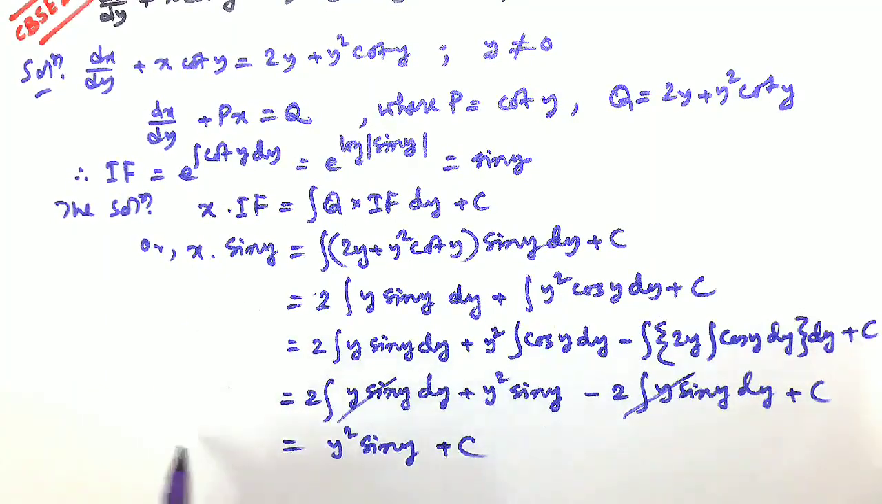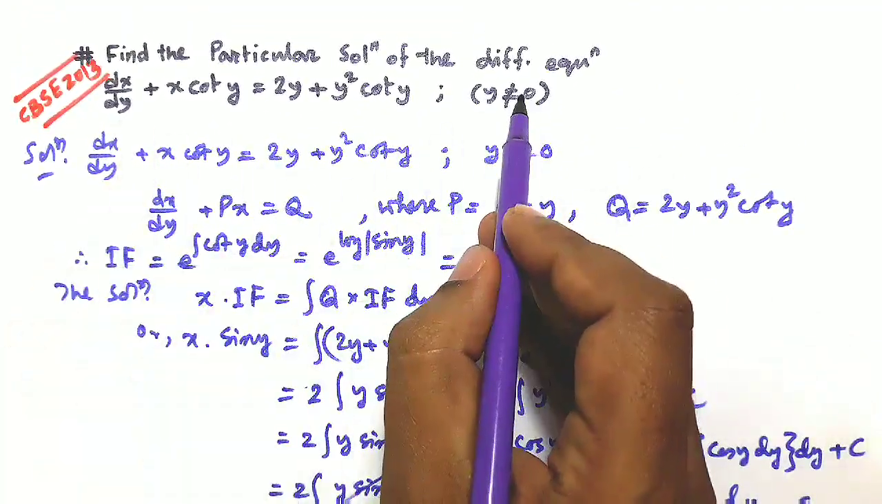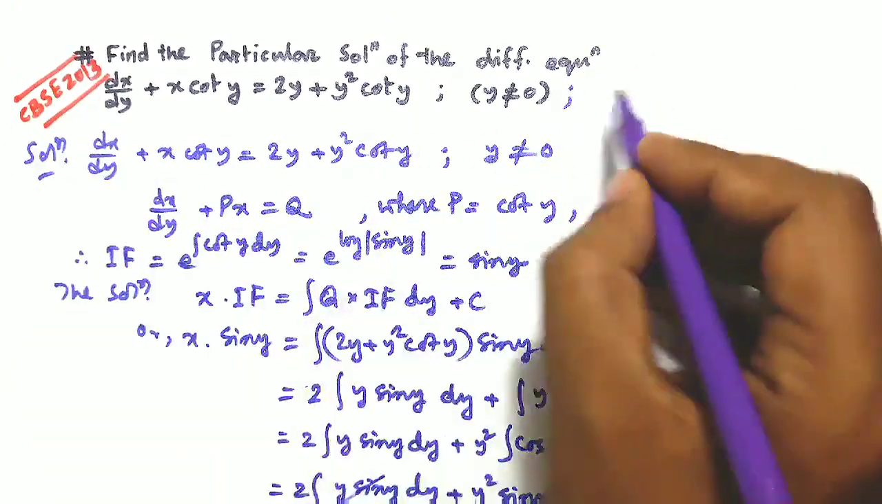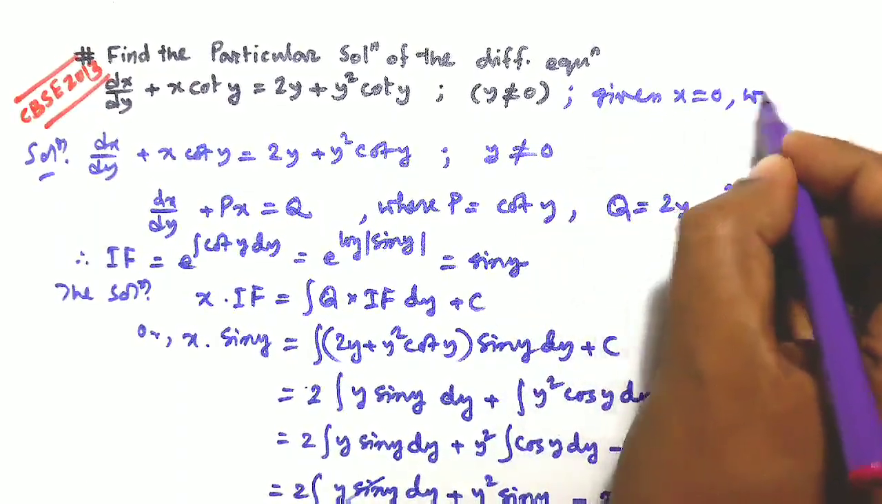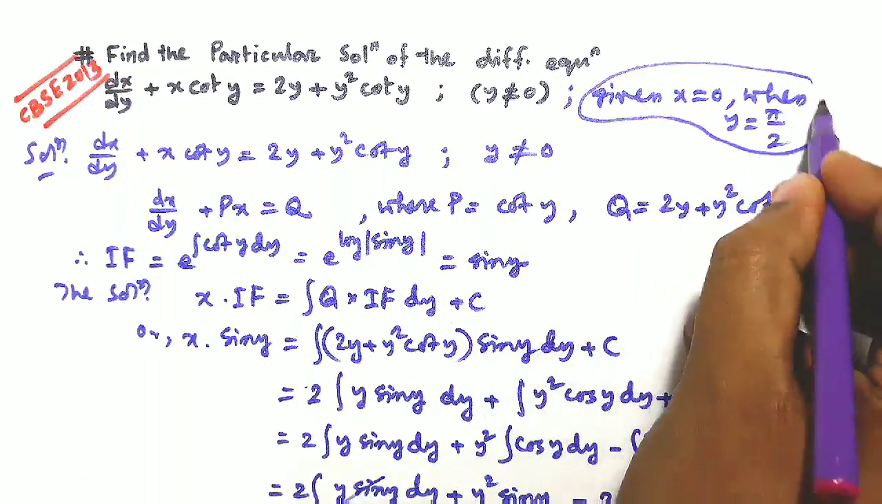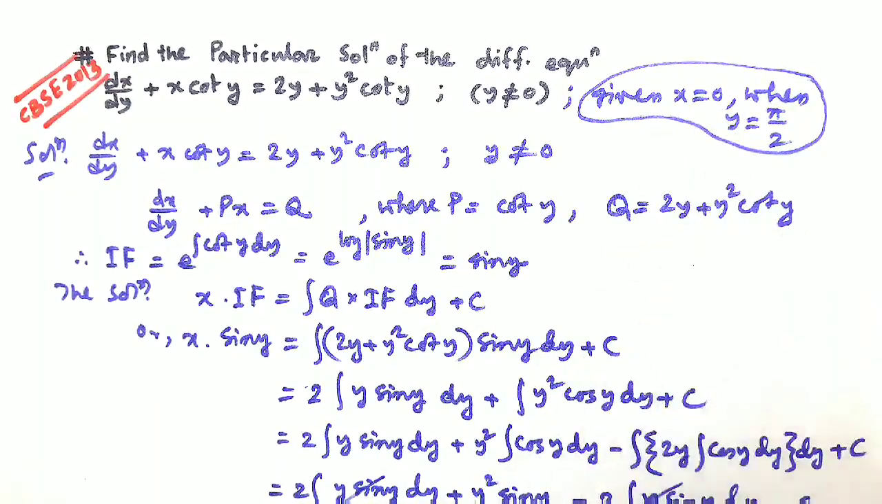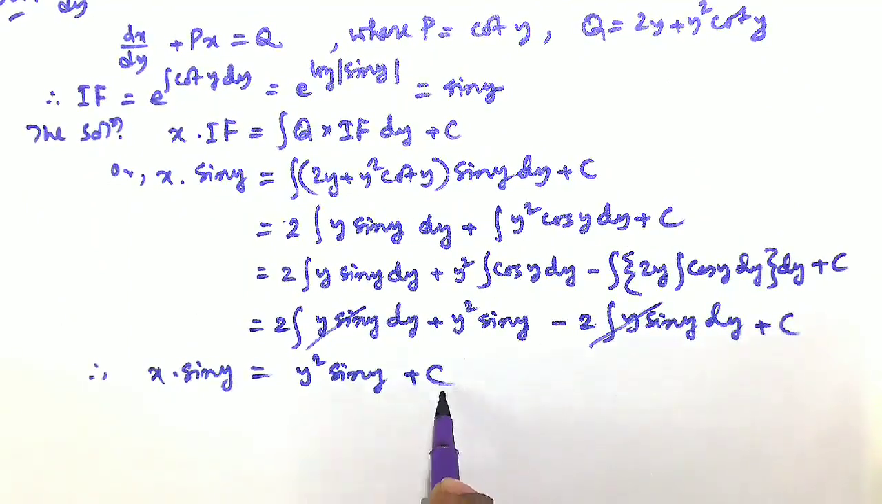So friends, here it is, x sin y is equal to y square sin y plus c, but something is given. There is one condition, which is not written here in the question, given that x is equal to 0 when y is equal to pi by 2. Actually you have to find a particular solution with the given condition: when y is equal to pi by 2, then x is equal to 0. So we have to use this to get the value of c.